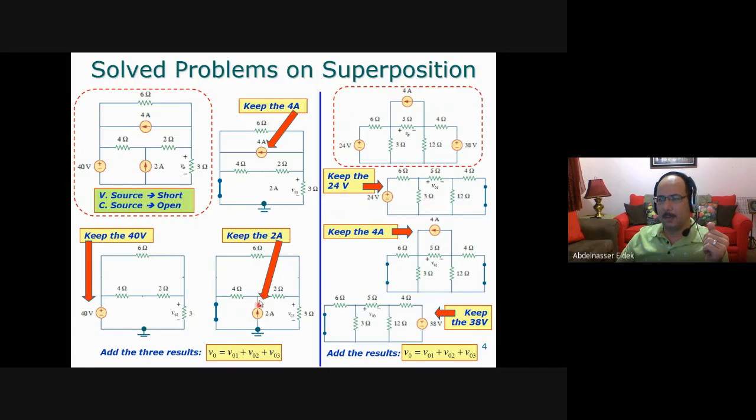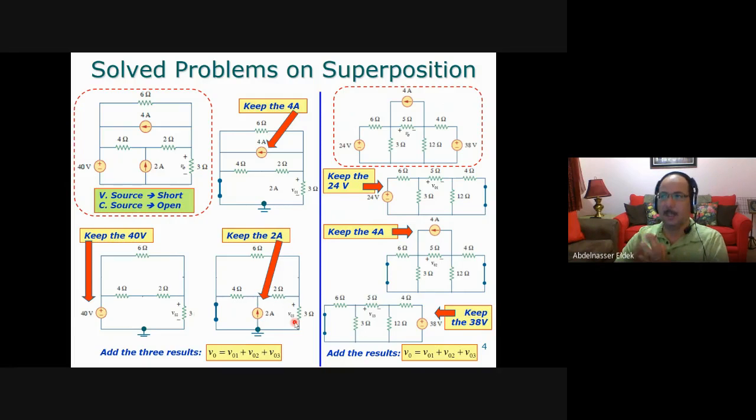Then you keep only the 2 ampere and you turn off the other sources. The 40 volt is a voltage source, so you replace it by a short circuit. Here it is, you see the 40 volt replaced by a short circuit. And the 4 ampere, you replace it by an open circuit because it is a current source. So here it is, you don't see it, it is removed. Now I calculate the voltage across the 3 ohm. In this case, it's called V03 because it is V0 due to source number 3.